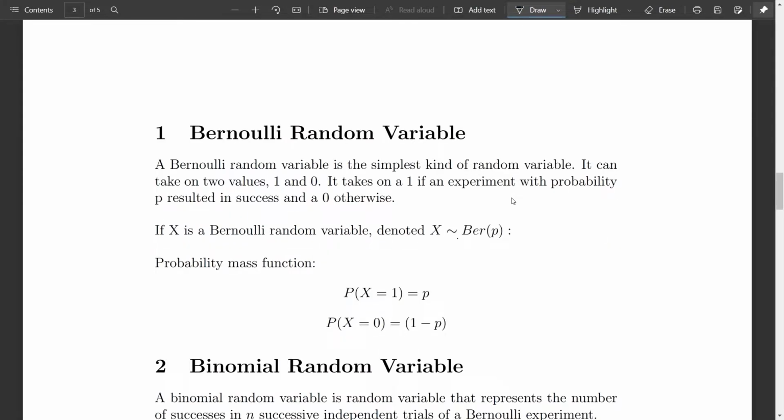A Bernoulli random variable is the simplest kind of random variable. It can take on two values, 1 and 0. It takes on a 1 if an experiment with probability p resulted in a success and a 0 otherwise. The probability mass function will be p(x = 1) equal to p and p(x = 0) equal to 1 minus p.